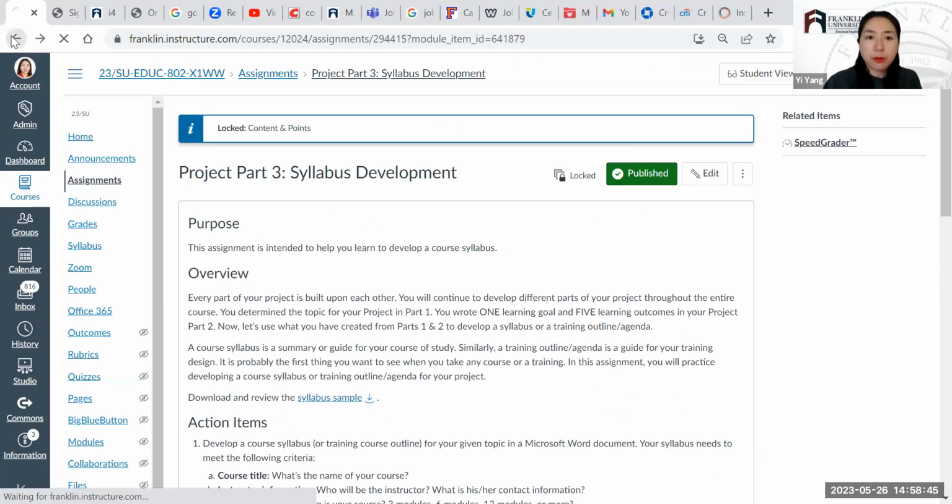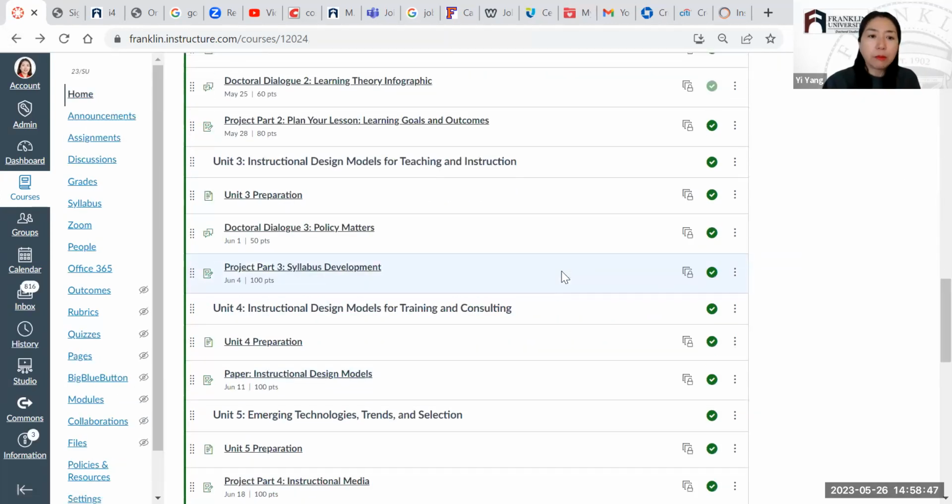That's unit 3, or that's week 3. Now moving on to unit 4, instructional design models for training and consulting.